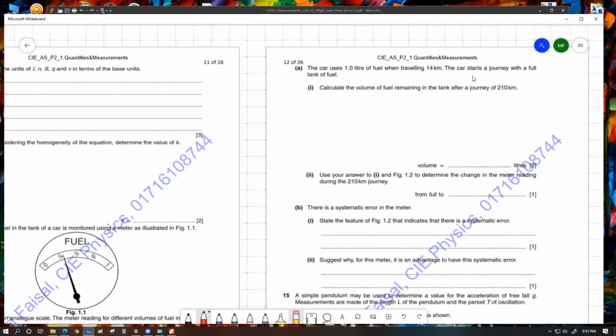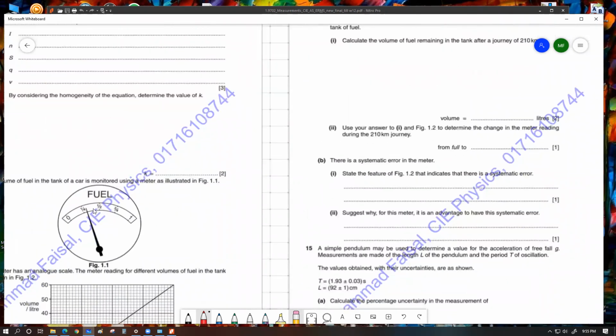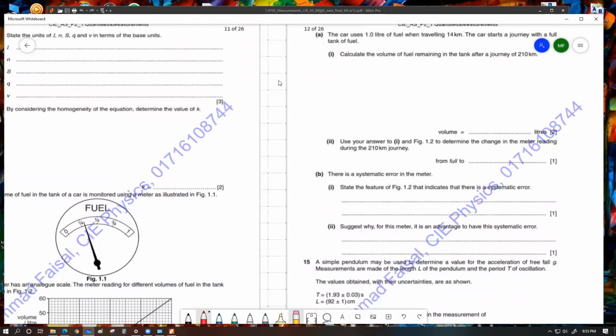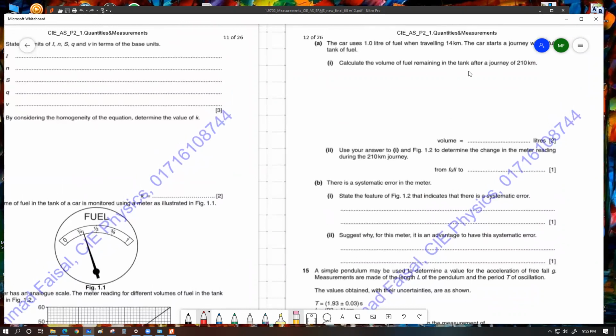So here there is a question. It says the car uses 1 liter of fuel when traveling 40 km. The car starts the journey with a full tank of fuel. Calculate the volume of fuel remaining in the tank after a journey of 200 km. এটা খুবই সিম্পল। You just calculate what fraction of the fuel is remaining. Number 2, use the answer to 1 and figure 1.2 to determine the change in the meter reading during the 200 km journey. From full, exactly how many parts it will come to, they are asking us to show. From full to 3/4.